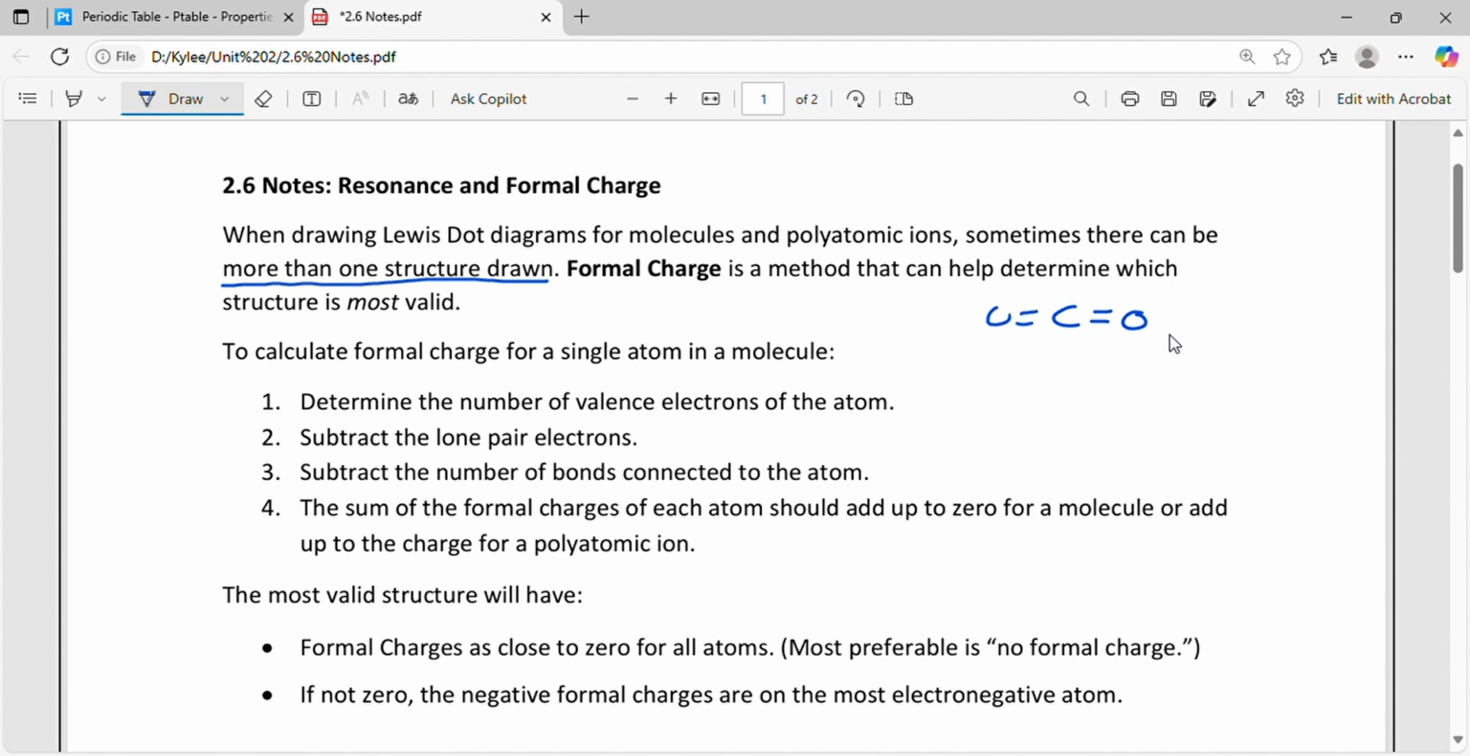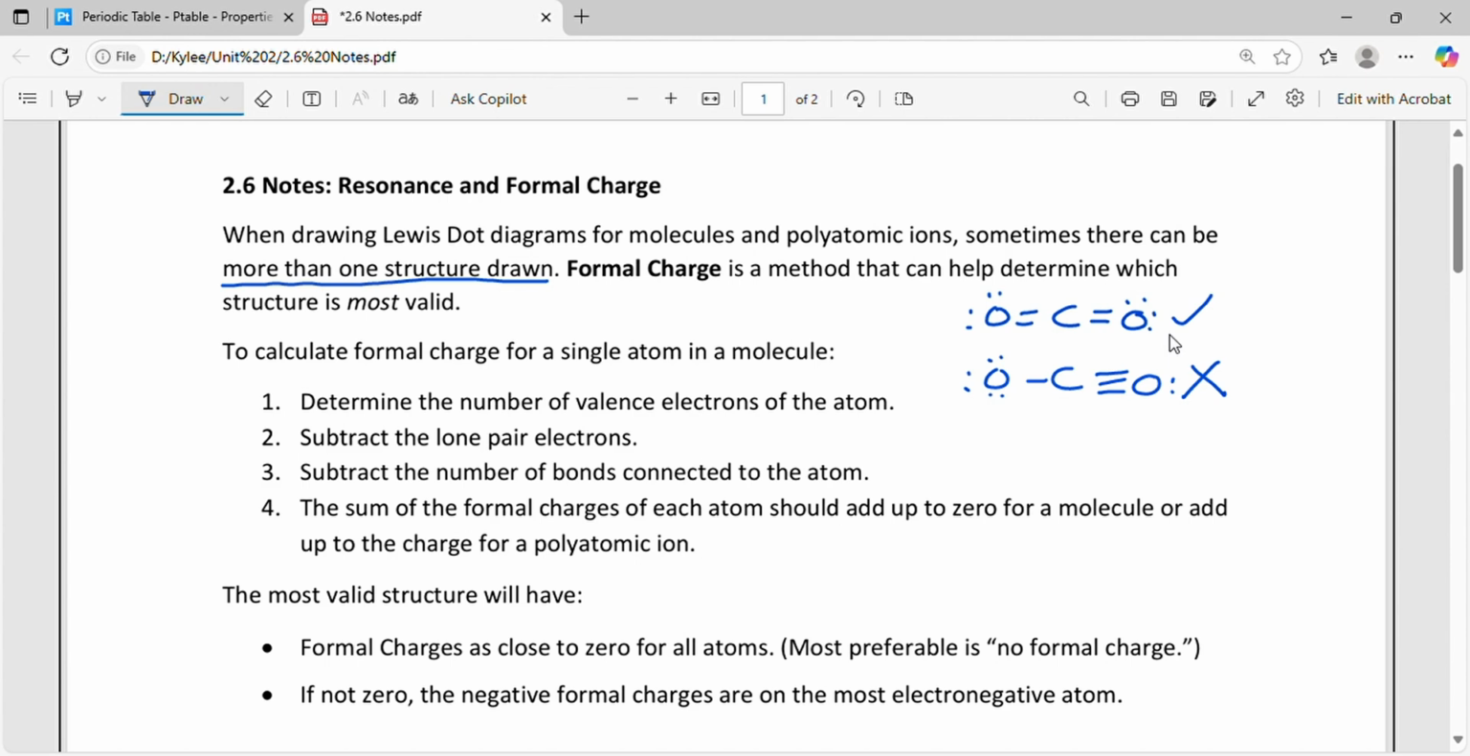One structure looks like this with a double bond on each side, and one looks like this with a triple bond and a single bond. And I said that there is a way to know which one is correct because technically they're both valid. Both of them have the correct number of electrons. Both of them have completed octets. So which one is the preferred structure, if you will? It turns out that this one with the double bonds on each side is preferred, and this one is not. And the way we figure that out is by doing something called formal charge.